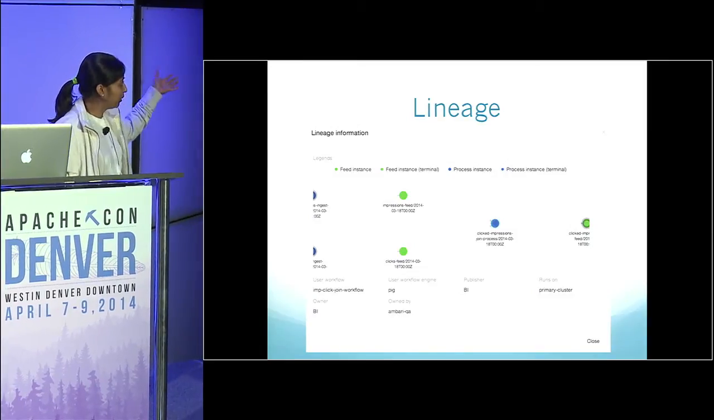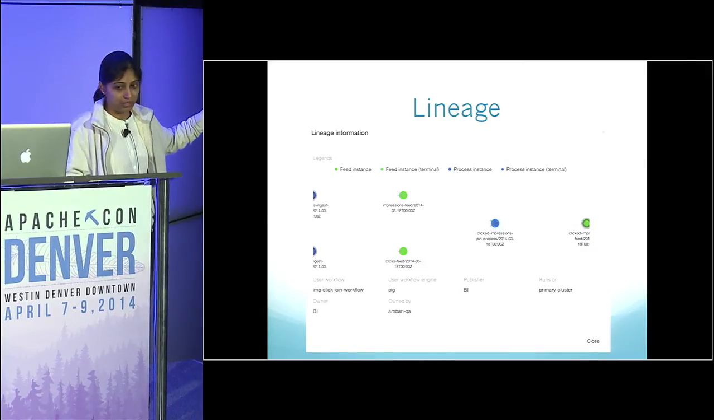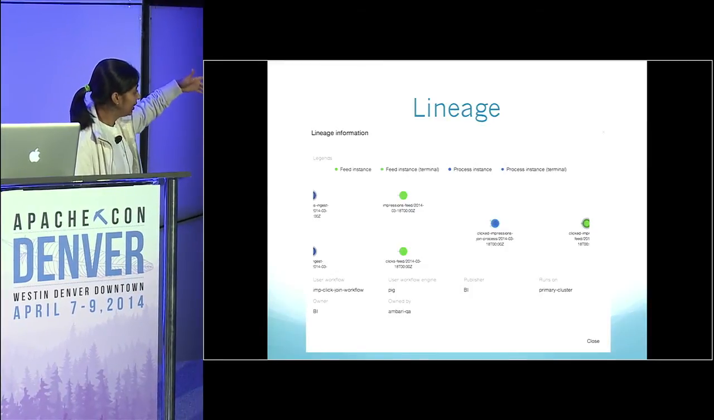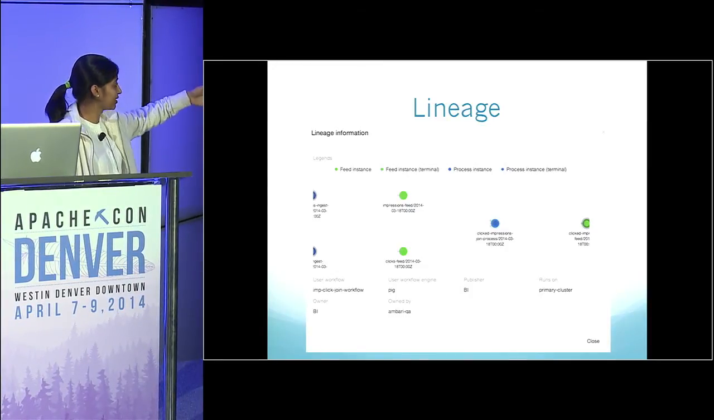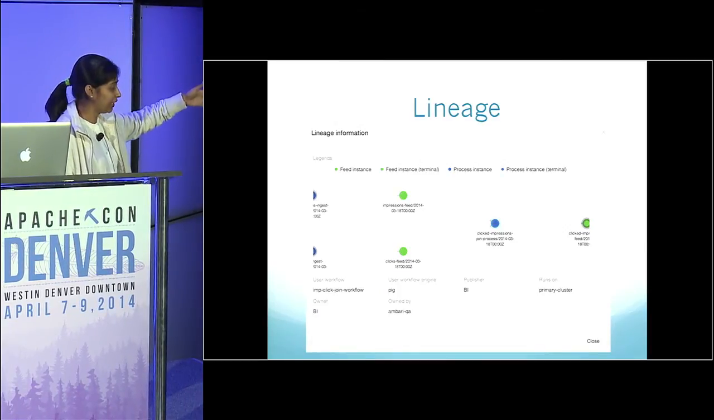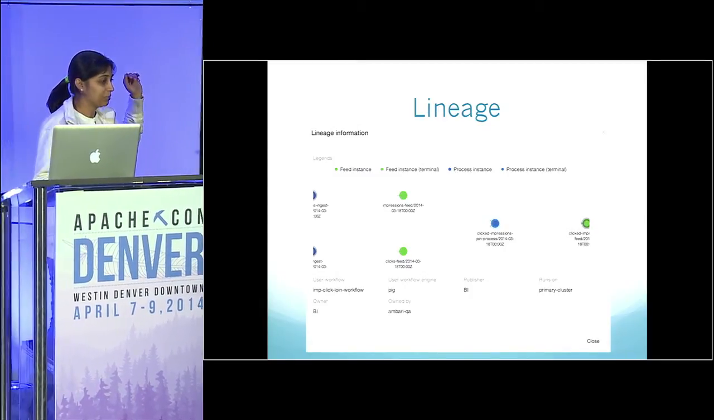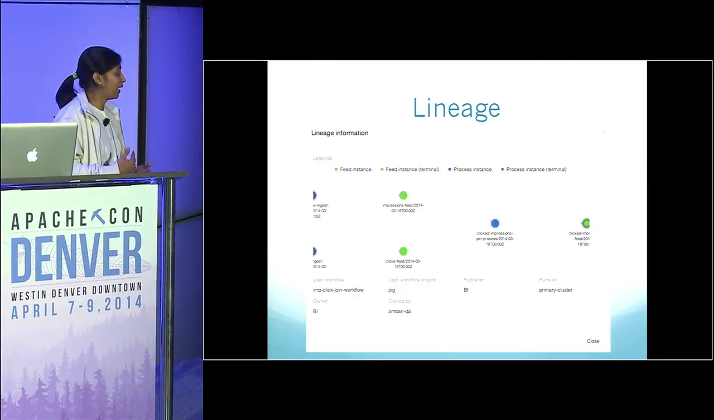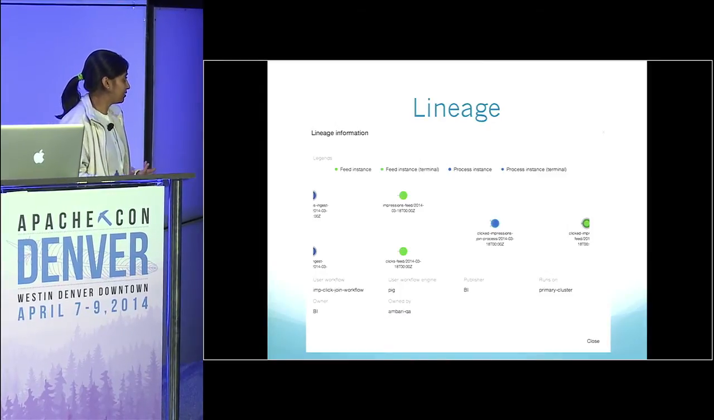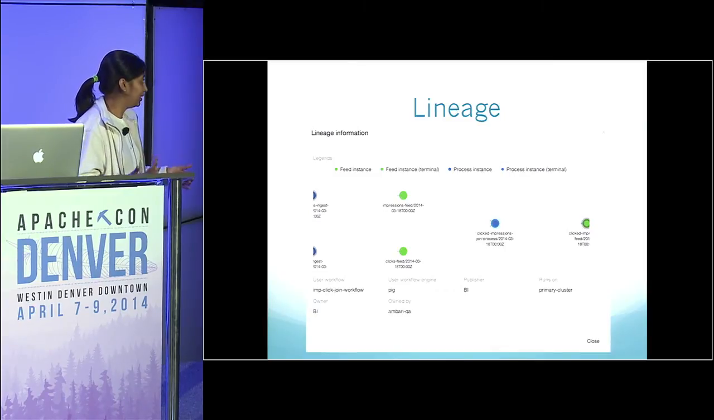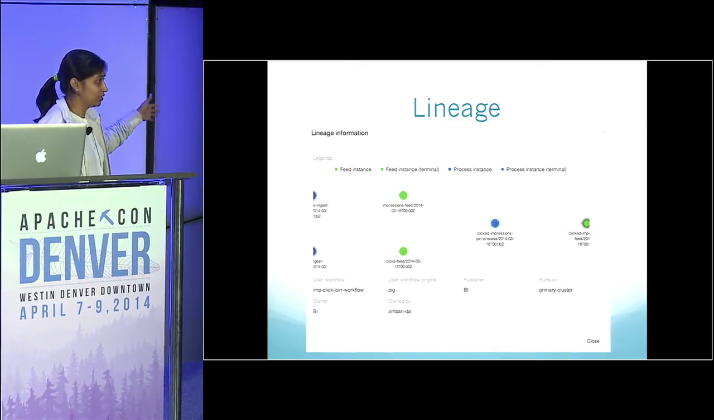There is also a UI which shows different instances and their dependencies. For example, here, for each feed instance, it says which process instance consumed it, when the output data was available, and if there was any retention on it, when the data was deleted, and things like that. When you have a complex data pipeline, it becomes very important for you to track what happened at each step, how the data moves across different steps, and how the data is finally deleted. So lineage gives you all this information in one place.